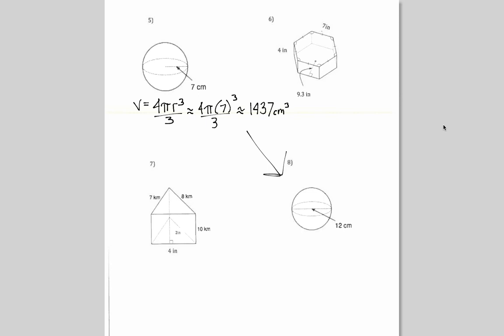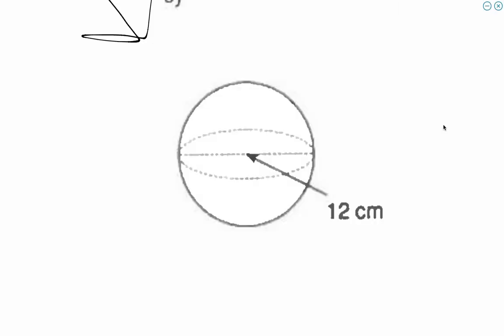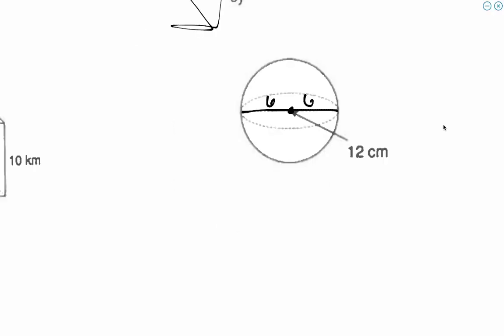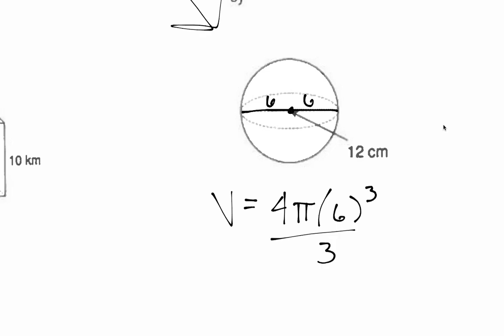Number 8 is very similar, except I give you the entire diameter. You need to know that the R value is 6. So volume is 4 pi 6 cubed divided by 3. So 6 cubed is 216 times pi times 4 divided by 3 is about 905.